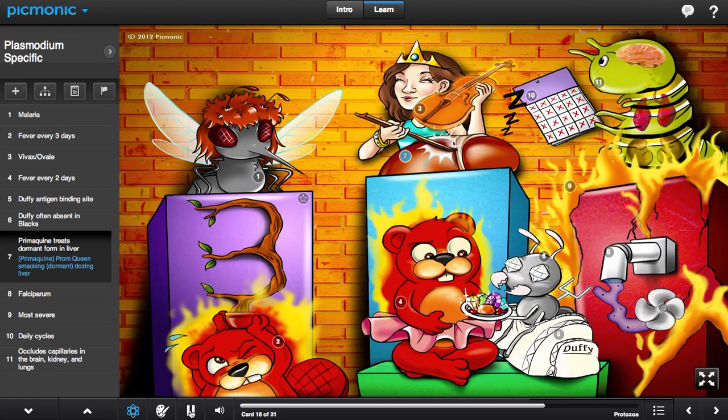Additionally, Plasmodium vivax and Plasmodium ovale are associated with a dormant phase of infection in the liver. It can be treated with the addition of primaquine, represented by the prom queen smacking the liver with the violin bow.